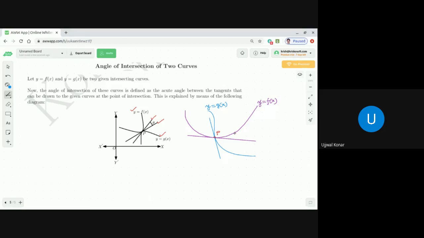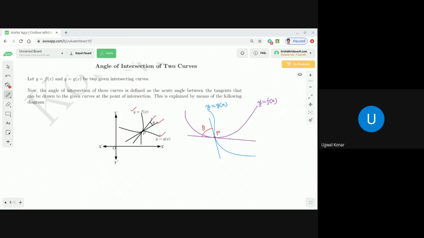Now, what is the acute angle between them? The acute angle between them is this. If this is theta, then we can say the angle between these two curves y equal to f(x) and y equal to g(x) is nothing but that theta. Okay, dear students, so this is what is called the angle of intersection of two curves.